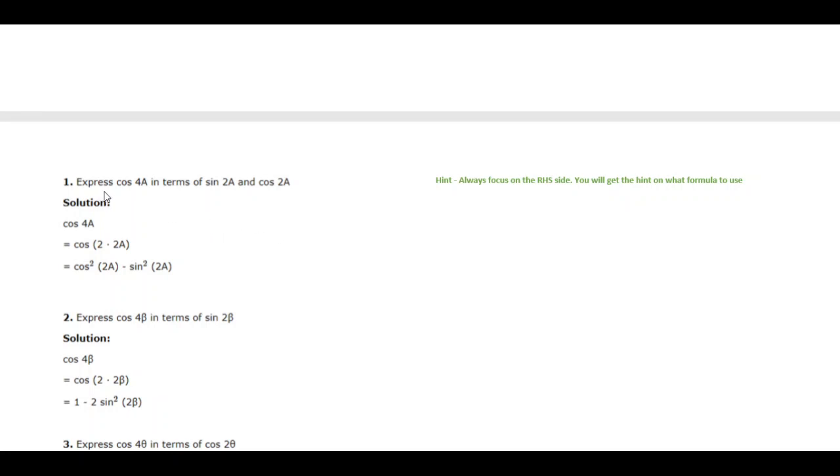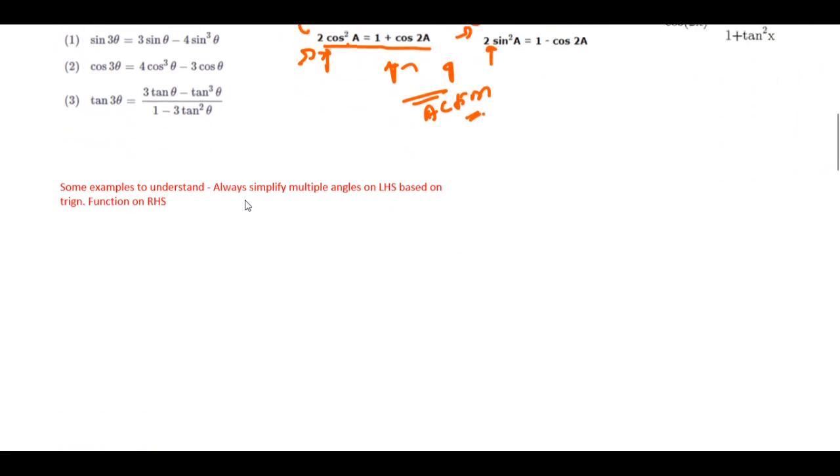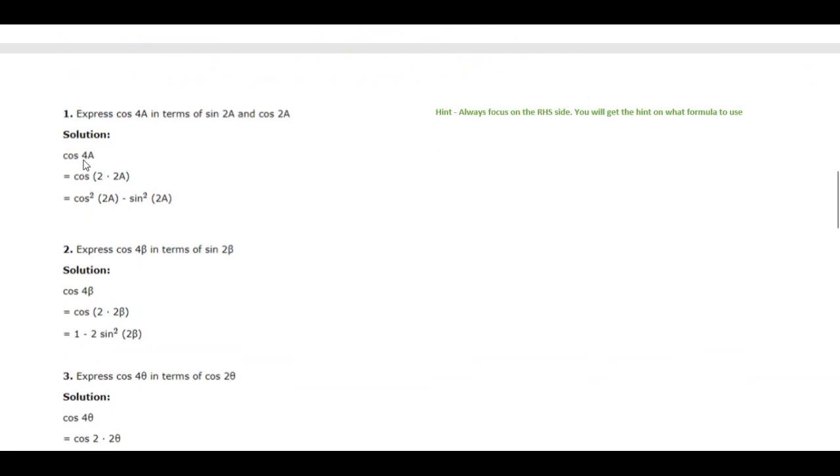And again, they're already asking you to express cos 4a in terms of sine 2a and cos 2a, which means in the final equation, this cos 4a will go away, and the final equation will contain sine 2a and cos 2a. And if you see here, which one will you apply? So this is the clue here. For example, this is the only equation where you have cos 2a, and on the right hand side we have both cos and sine function, and which is half of this. So that's why they applied this formula. They have taken the cos 4a, split it into cos 2 into 2a, and applied that formula so that the final equation has both of these components.